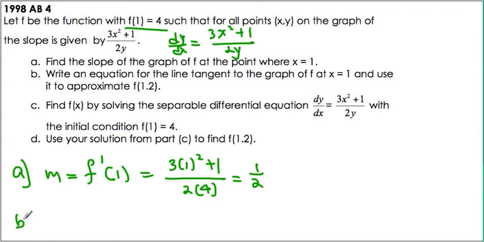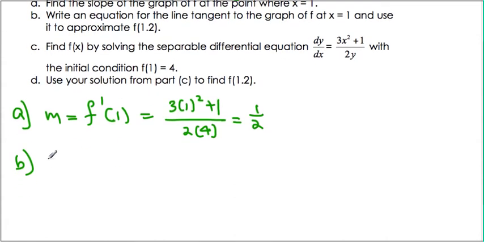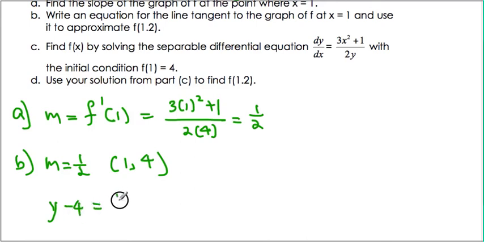Write an equation for the line tangent to the graph of f at x equals 1. Now for part B, since we know the slope and we know the point 1 comma 4, we should be able to find the equation of the tangent line. So we get y minus 4, by the point-slope form, equals 1/2 times x minus 1. That's what we end up getting.